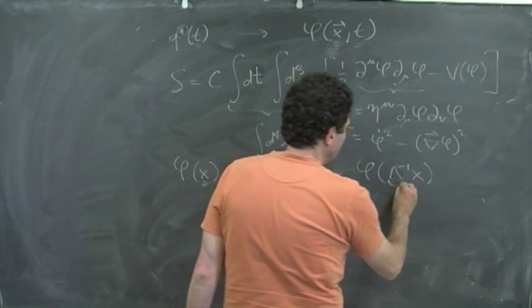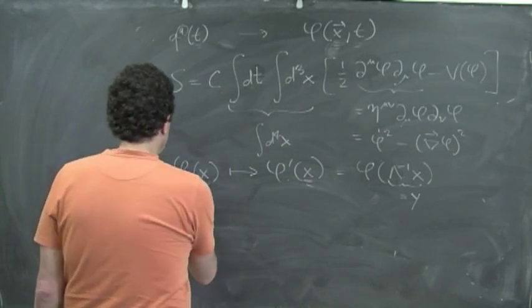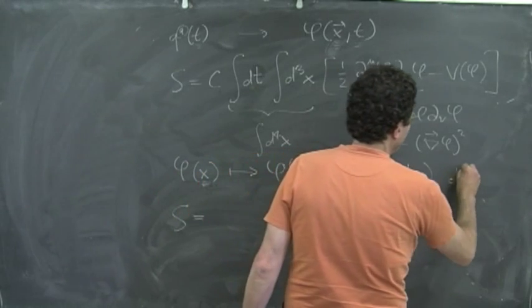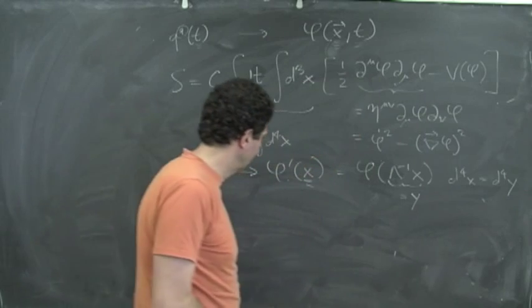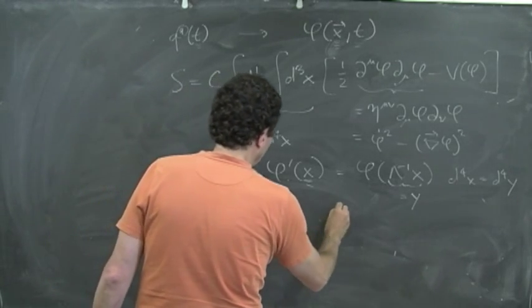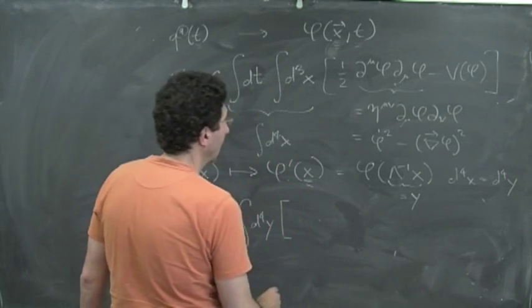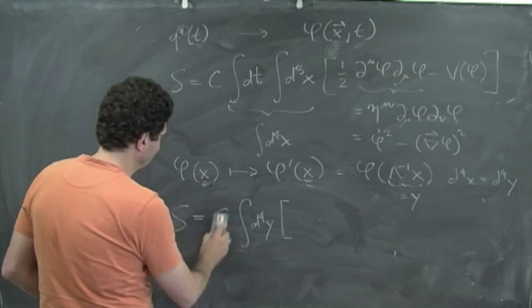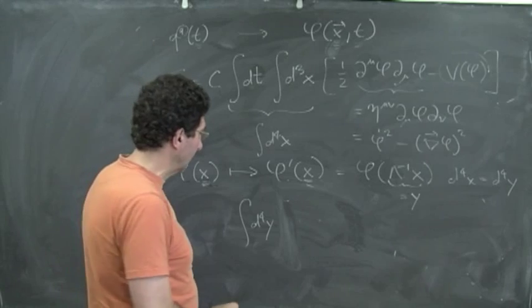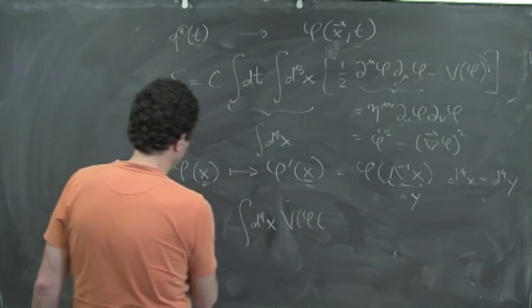To do that, it's useful to define a new variable y. y is just this lambda inverse x. And now let's write the action. One thing that's easy is that we can see that d4x is equal to d4y. So when we write our action, we can write it as an integral over d4y. Now, what about the other pieces of the action? Let me look at the two pieces of the action separately. Let me first look at this piece of the action right here.